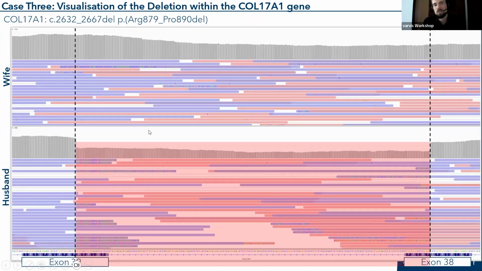So this shows that we had an SNV carried by the wife, and a CNV carried by the husband, and together these variants might be carried by the offspring in a compound heterozygous way. And this also shows that Varvis can show you not only that two SNVs are carried by the wife and the husband, but also across those two models.